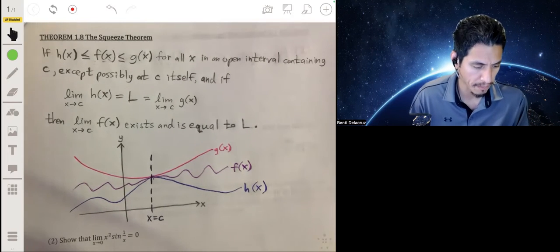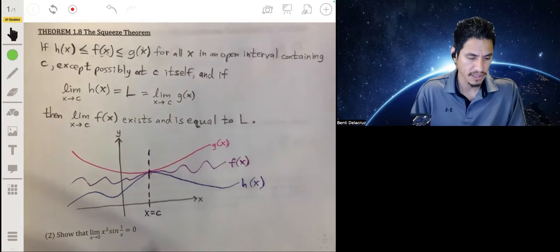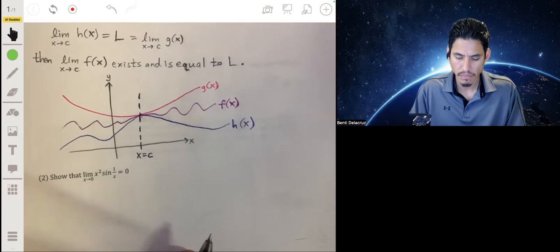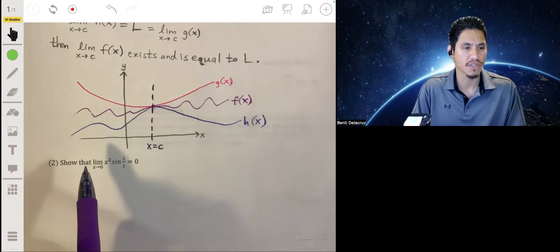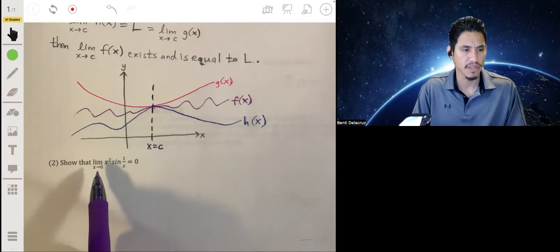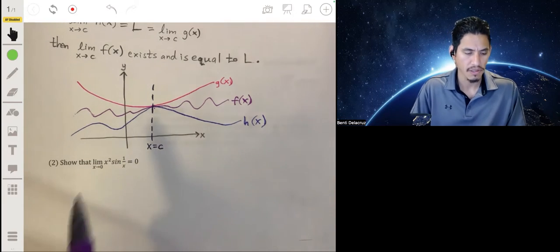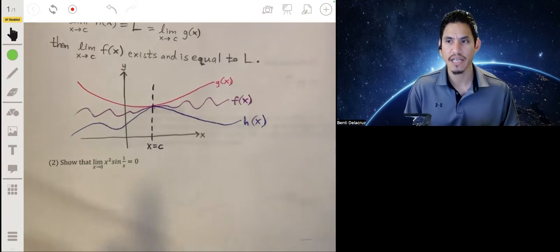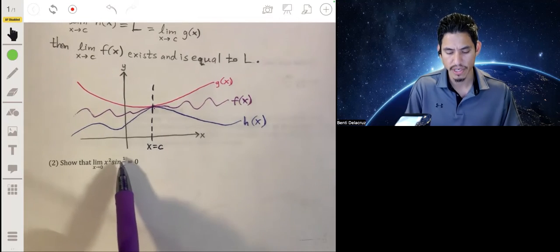So let's go through an example to really get an idea of how we can apply this. We're going to show that the limit as x approaches 0 of x squared times the sine of 1 over x is equal to 0. Here's an example of a trigonometric function that's not easy to figure out at 0, because if we plug 1 over 0 into here, we're going to get some undefined value.